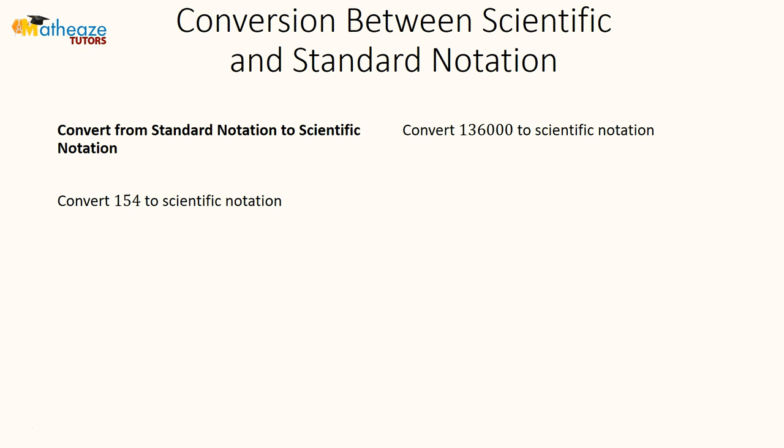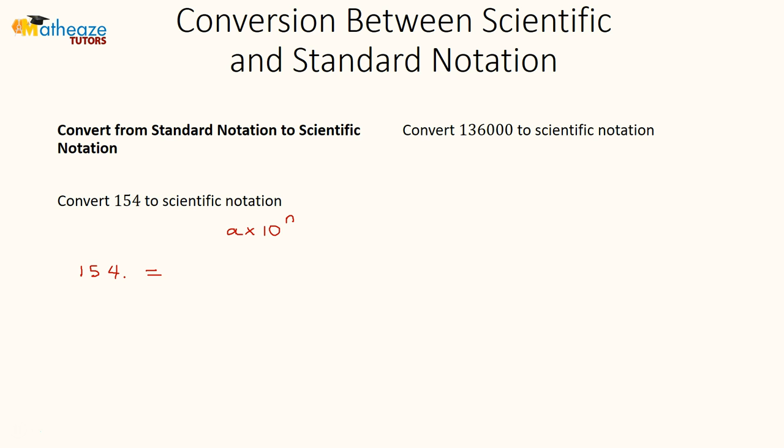Now let's look at converting from standard to scientific notation. So what we want to do is we have to write our expression in this form: a times 10 to the power of n. So how do we get a? So we write our 154. When you have a whole number, your decimal point is right here. So what you want to do is first write your number such that a has to be a number between 1 and 10. It has to be less than 10, greater than or equal to 1.